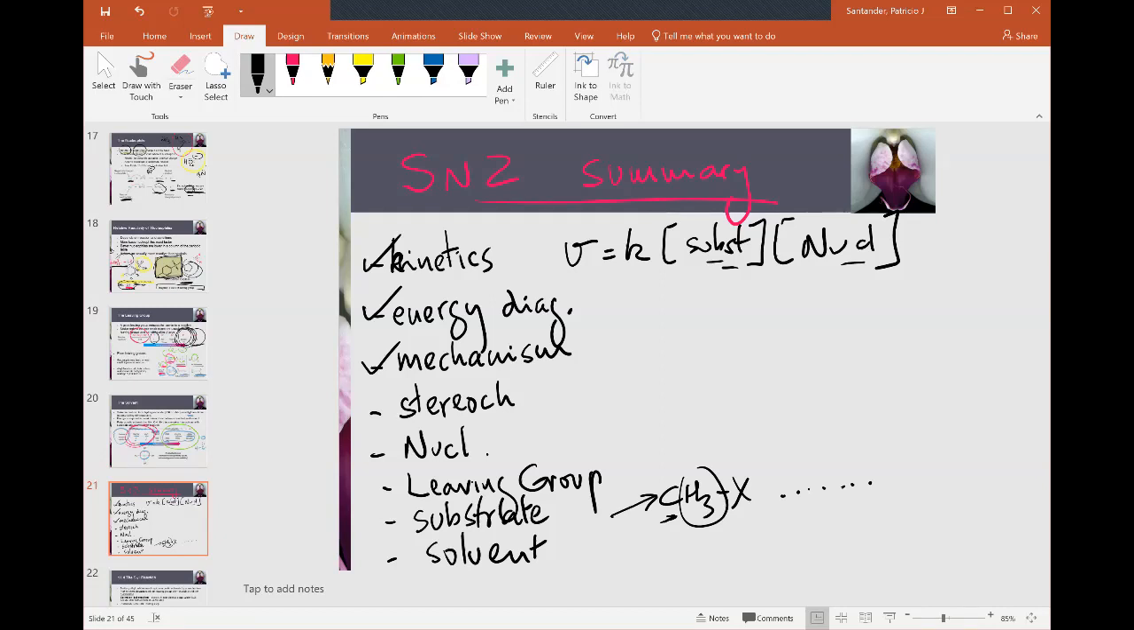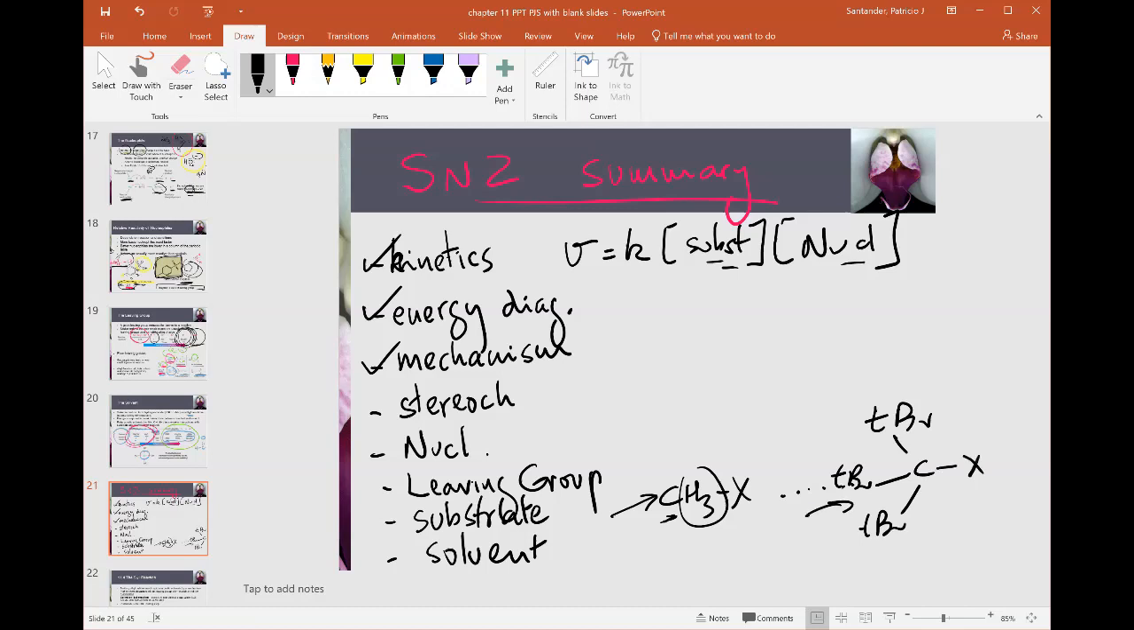And if you have bulky groups here, let's say you have three tert-butyl groups here, the approach from the backside will be virtually impossible, right? So that's why you could expect that the reaction will be very, very slow in this case.